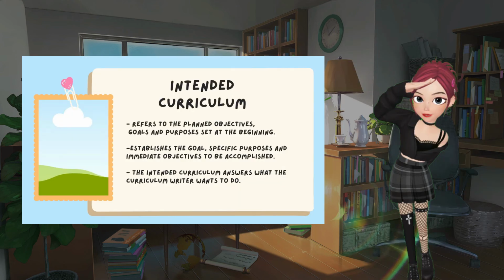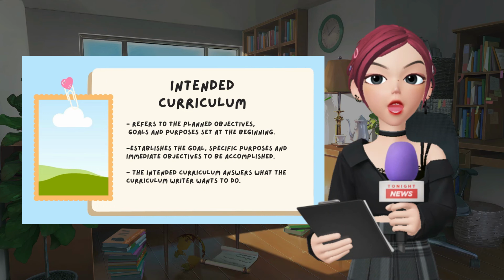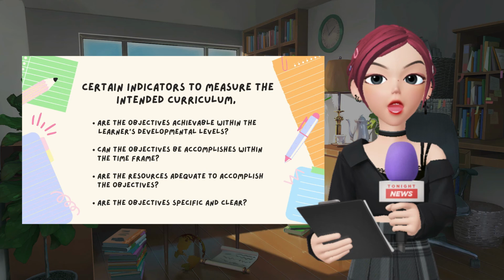First is intended curriculum. It refers to the planned objectives, goals, and purposes set at the beginning. It means a set of objectives at the start of a curricular plan. It establishes the goal, the specific purposes, and the immediate objectives to be accomplished. It also answers what the curriculum maker wants to do. And there are certain indicators to measure the intended curriculum.